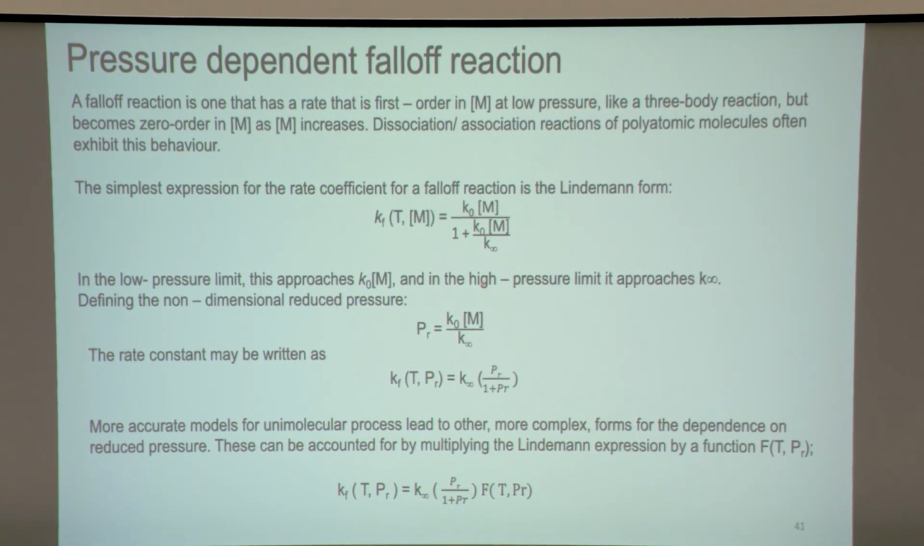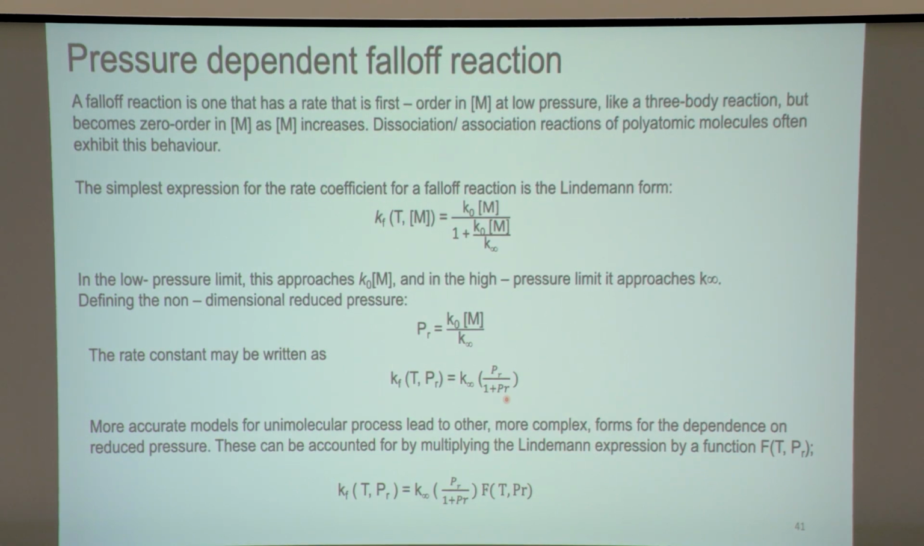And you can write this in a different form. Rather than writing K naught M over 1 plus K naught M over K infinity, you can just use a term we call the reduced pressure, PR. So PR is now equal to K naught M over K infinity, essentially this denominator term. And then the rate constant Kf is K infinity times PR, the reduced pressure, over 1 plus PR.